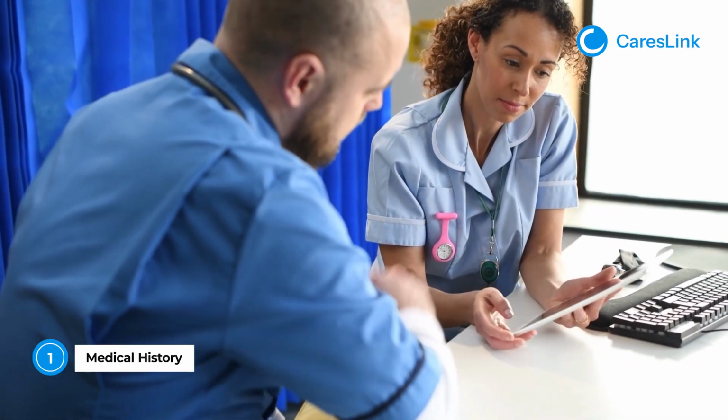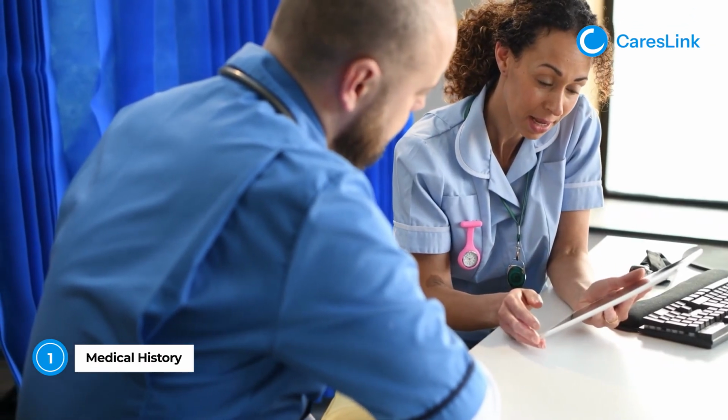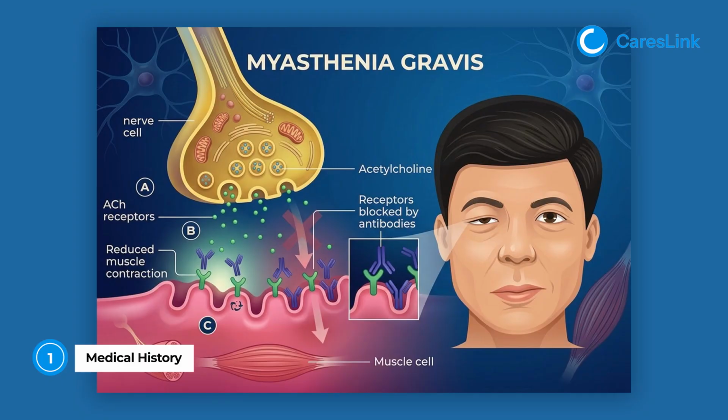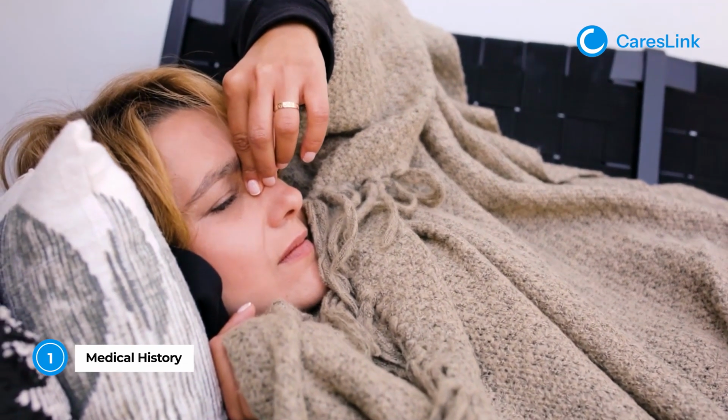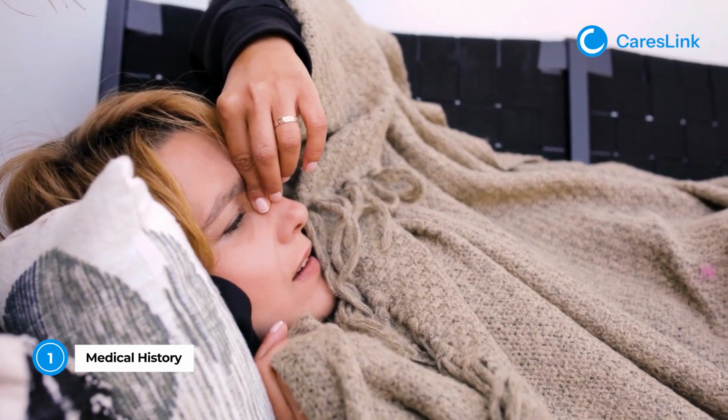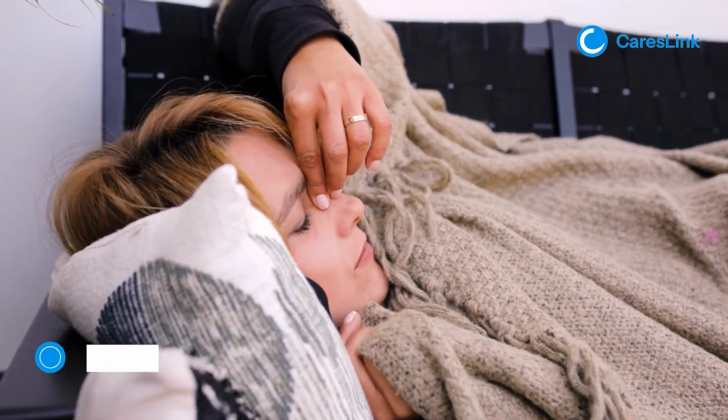First, medical history. You must screen for neuromuscular disorders, such as myasthenia gravis or Lambert-Eaton syndrome. Because botulinum toxin affects the neuromuscular junction, these conditions are critical red flags. We also look for bleeding disorders and any chronic illnesses that might impair the body's ability to heal.